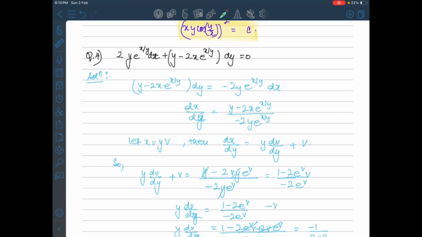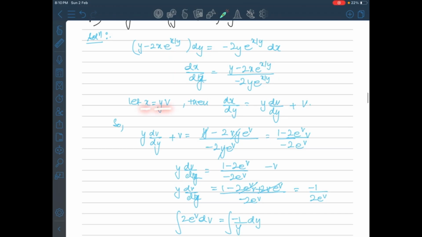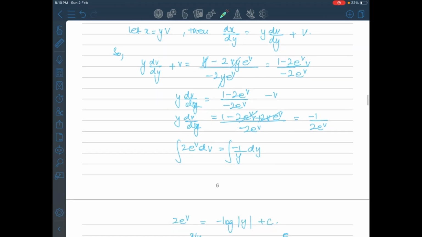You are going to differentiate with respect to y, not x here, because you need dx by dy. Okay. So first I wrote dx by dy, how we are supposed to write. Then I took x equal to yv. Differentiate both the sides with respect to y. So this is what you will get. Okay. Now after doing that, substitute back.